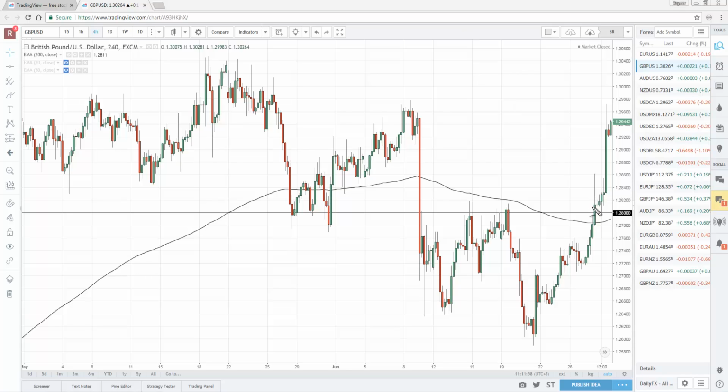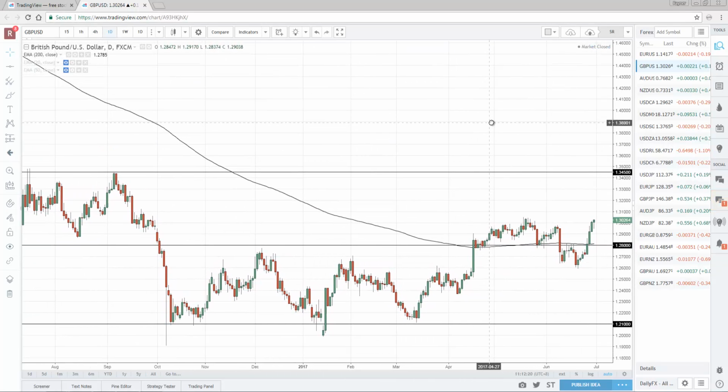A false break setup, but I didn't get the entry trigger. Price basically closed into this area of resistance, came back, retested, and then propelled higher. What I was looking for is actually for price to close back below this area of resistance, forming maybe a bearish bar. Didn't happen, so I didn't get into this pound dollar trade.